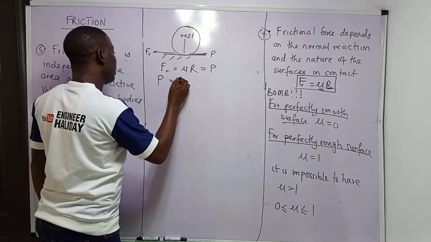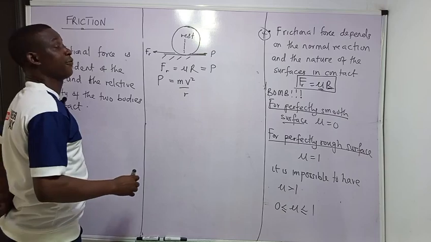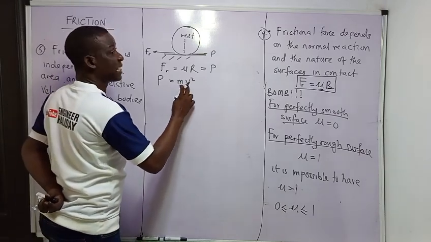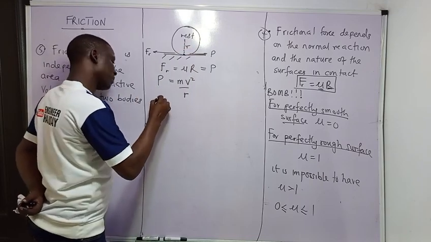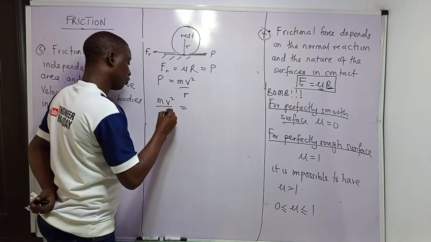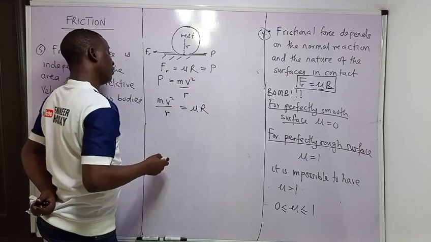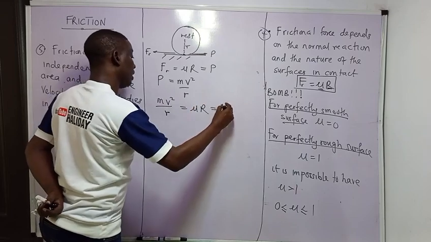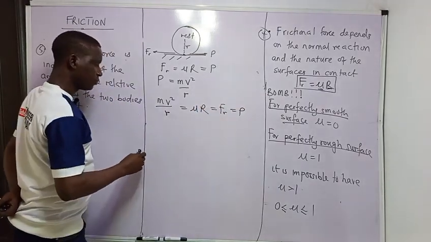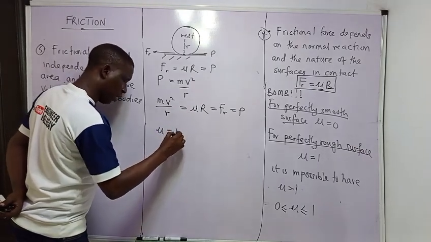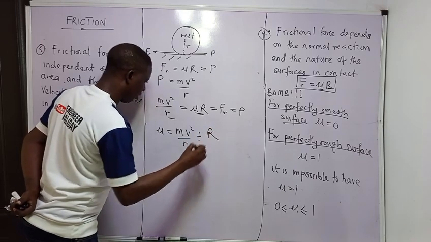But the P here, that enables the body to roll, is what we call the centripetal force. That centripetal force is mv square over r, mass times velocity square, divided by the radius of the shape from the center to the circumference of the circle. And don't forget, we can also say mv square over r equal to mu R. You equate this and this. So somebody can say, what about frictional force equal to mv square over r in this case? Yes, it's correct. So all equal to P. Now, if you compare these two, mu can be equal to mv square over r, divided by R, big capital letter R.